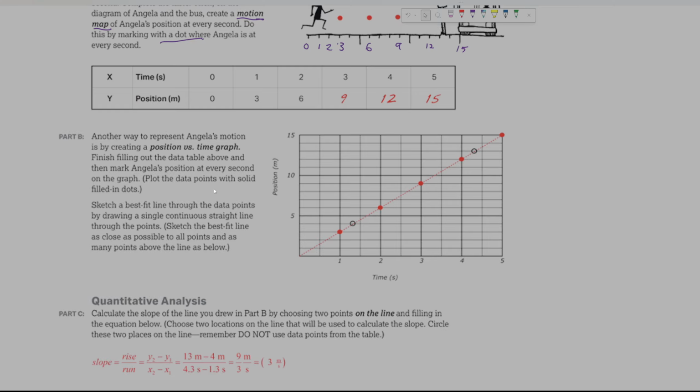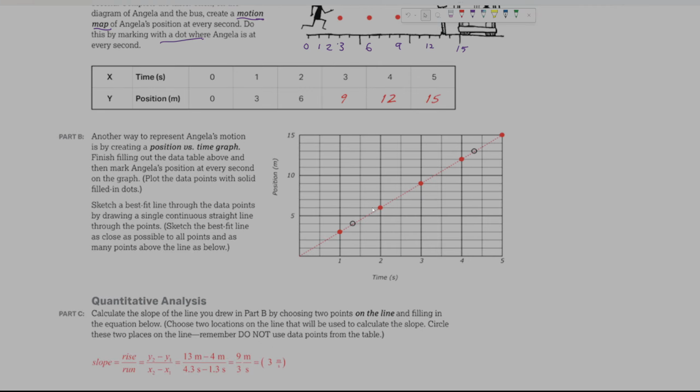Plot the data points with solid filled in dots. Okay. Sketch a best fit line through the data points by drawing a single continuous straight line through the points. Sketch the best fit line as close as possible to all the points, with as many points above the line as below. That's how you draw a best fit line. Very, very rarely in physics have I seen where you are supposed to connect the dots, okay? Most of the time, especially when you have data that has been gathered experimentally, there's going to be some built-in error or flaws in your data, and your dots generally are not going to be perfect.